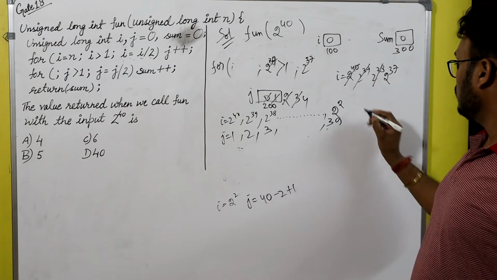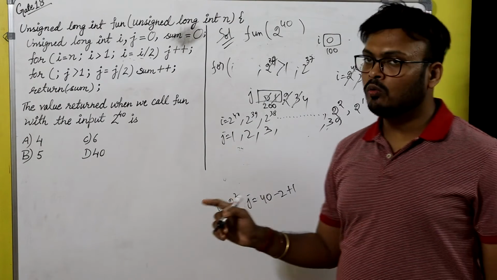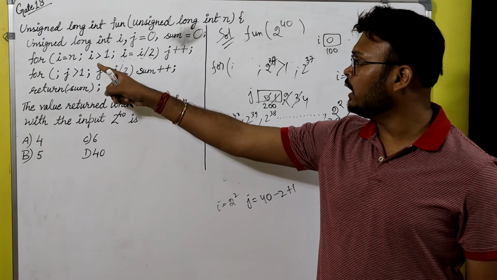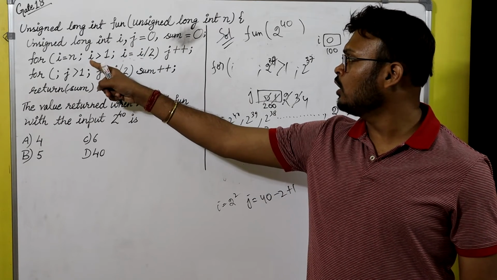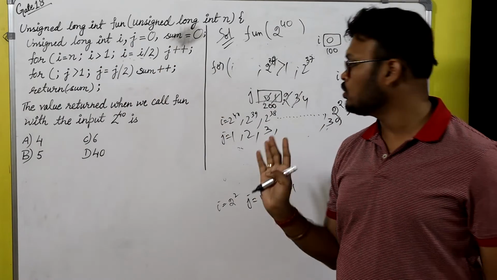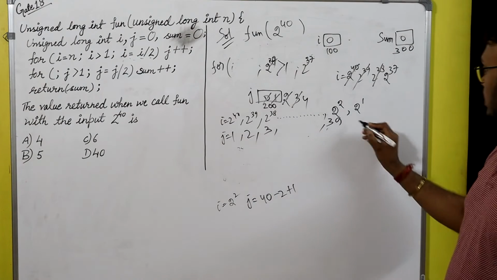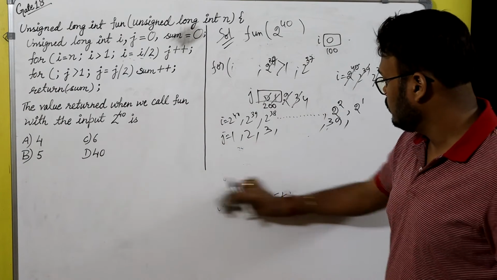So, now for 2 to the power 1, because the for loop will run till I greater than 1. So, when I is equal to 2 to the power 1, it means 2 is greater than 1, the condition is true. So, we have to find the value of j for this part also.